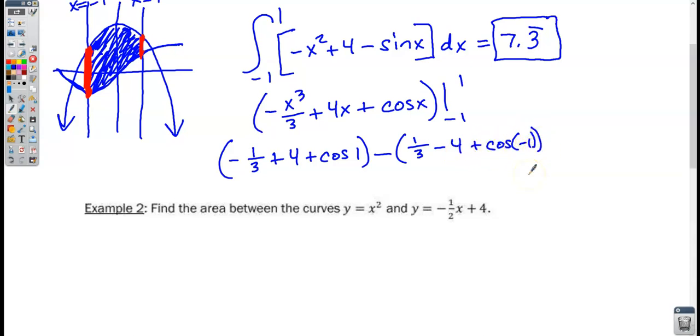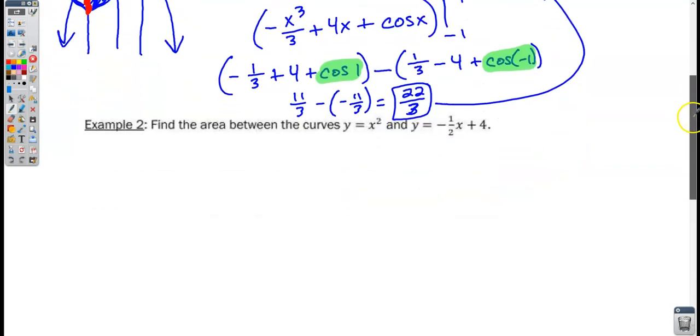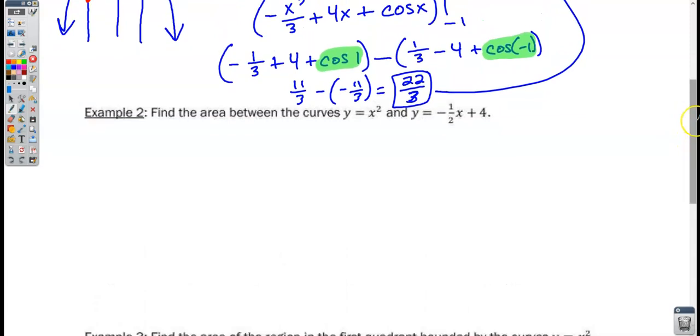If you know your unit circle well, you know that cosine of 1 and cosine of -1 are the same value, and therefore this becomes, what is that, 11/3 minus -11/3, which gives us 22 over 3 as our exact answer, which is, of course, 7.3 repeating. All right, so for those of you who wanted to see one by hand, there's one by hand. All right, let's go ahead and we'll look at example 2.